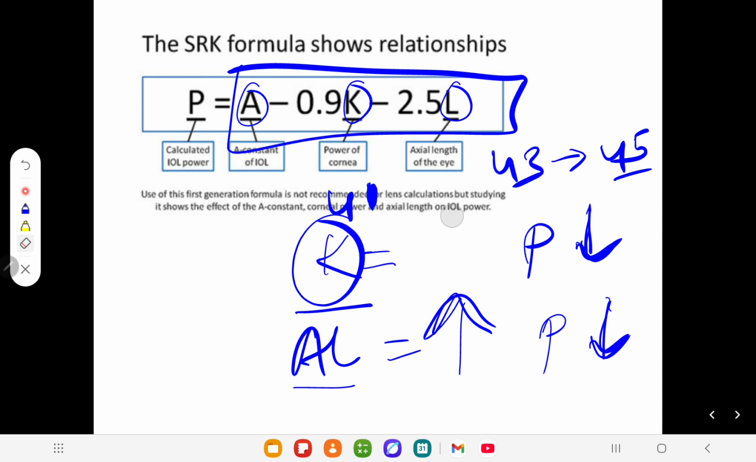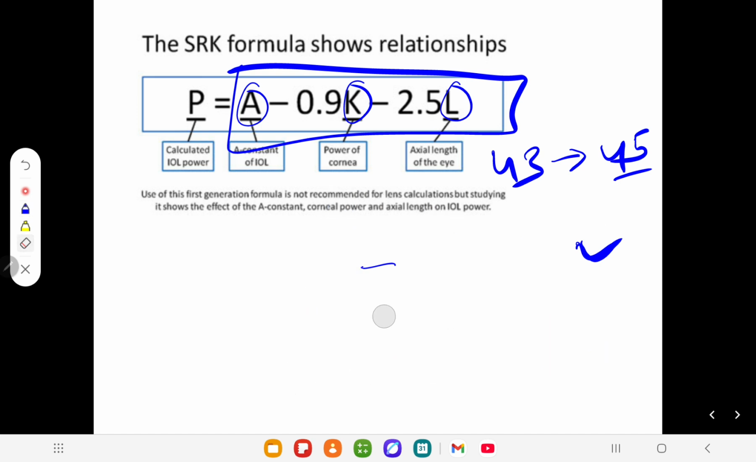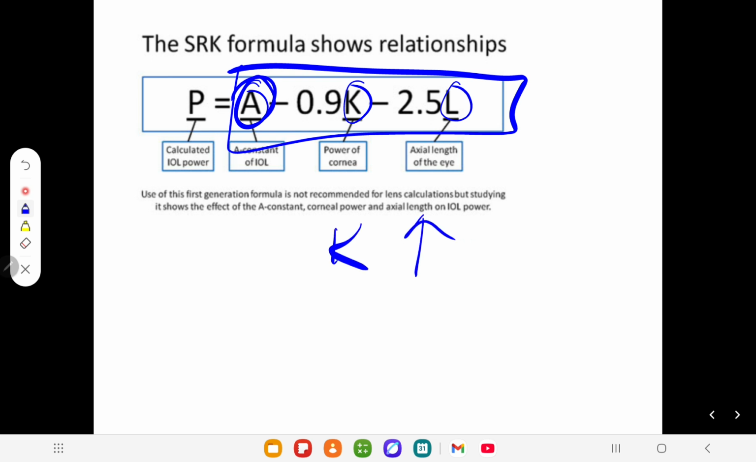And another thing that you have to understand whenever you are in biometry doing IOL calculation: this A is always positive. It's like 115, for some 118, 100. It depends upon the company and a lot of things we have already discussed. You have to understand this too: if K increases, let's take an example, K increases and at the same time axial length also increases.